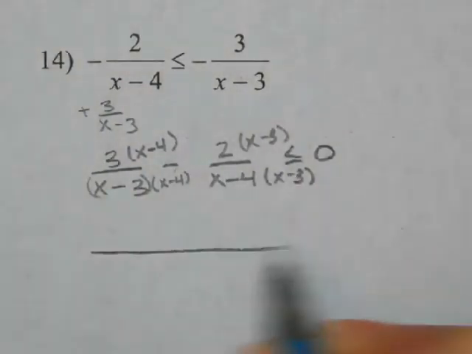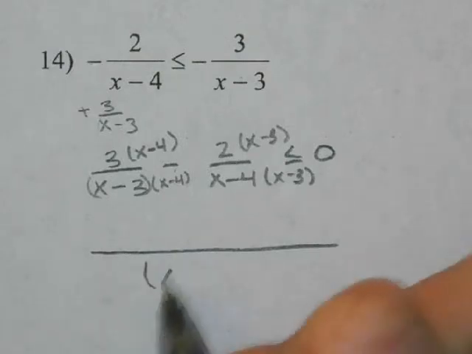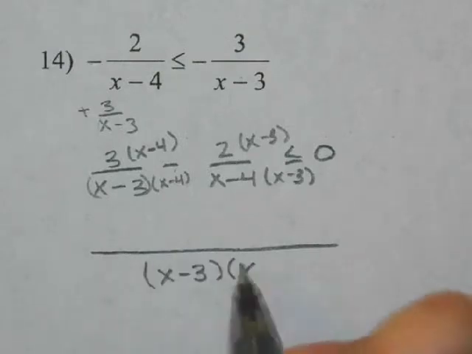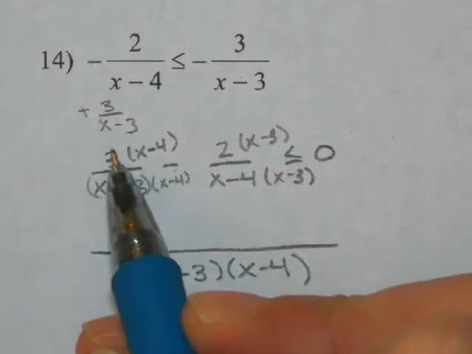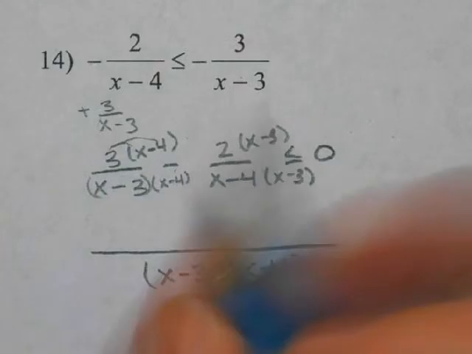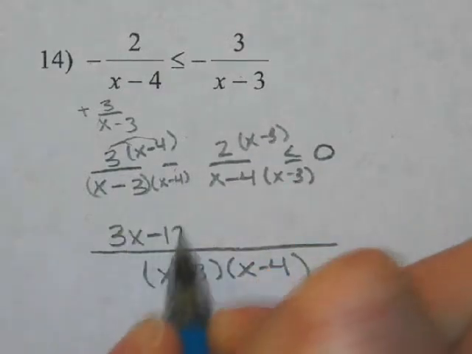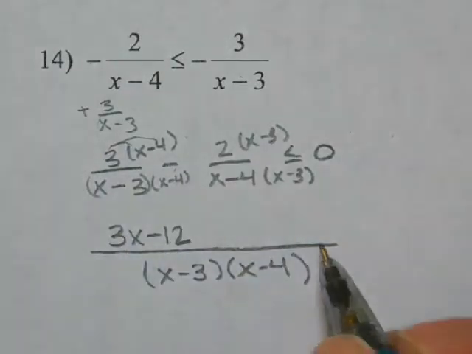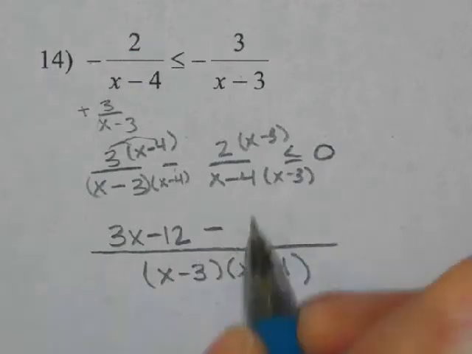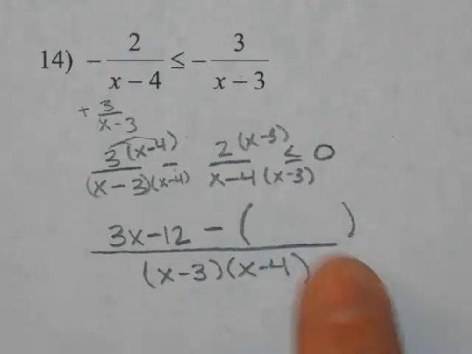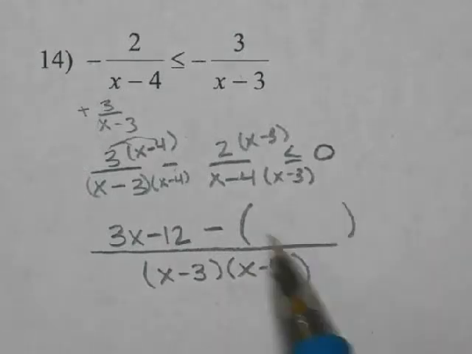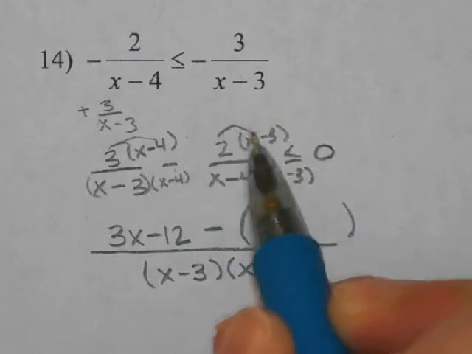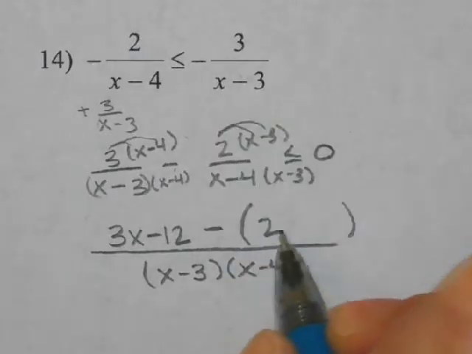All right. So I have a fraction now. It has a common denominator with an x minus 3 and an x minus 4. And on the top, I have 3x minus 12. And it's a subtraction problem, so I'm going to minus off the rest. And to make sure that I minus it off correctly, I'm going to put parentheses so that I distribute that negative. And so the stuff that I'm minusing would be 2x minus 6.